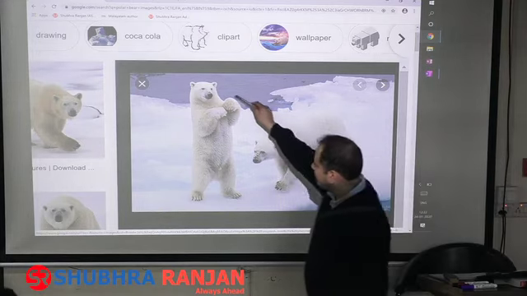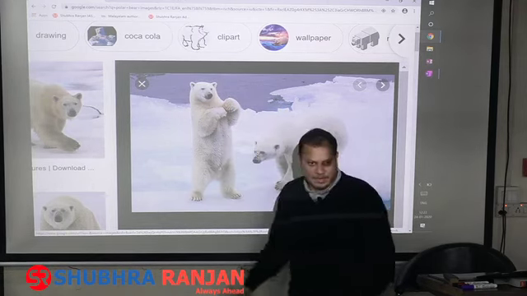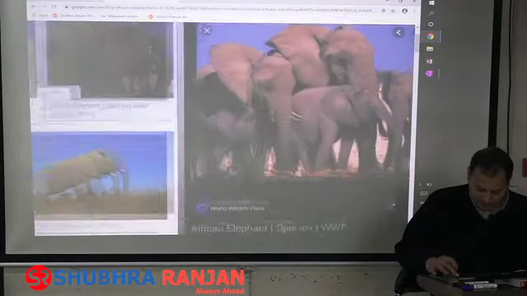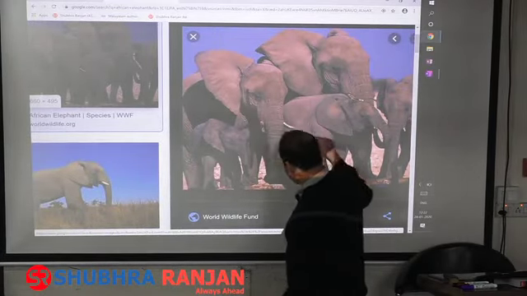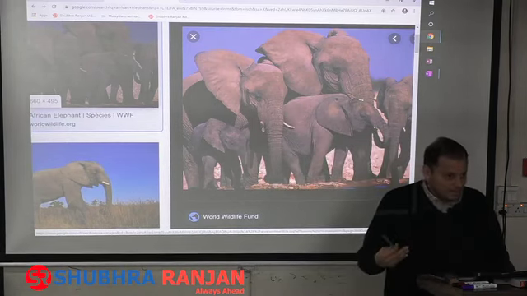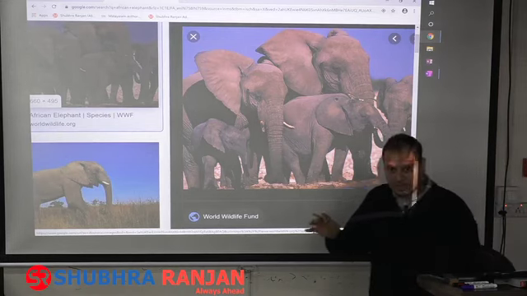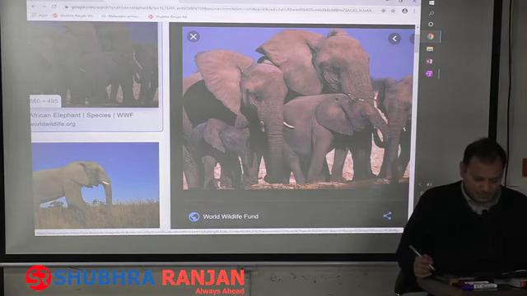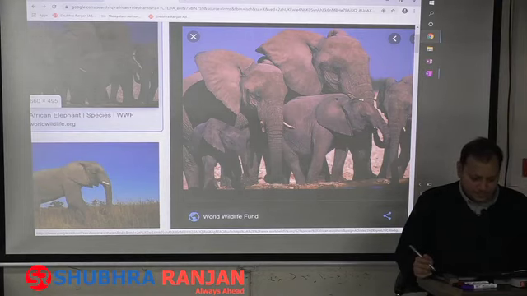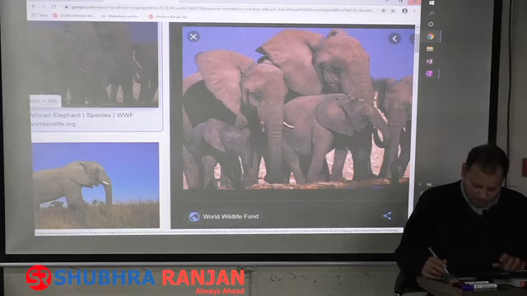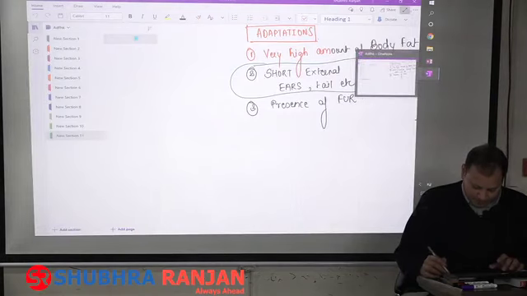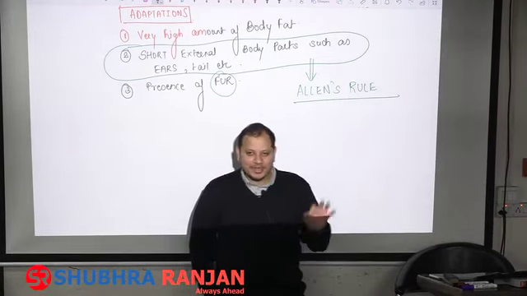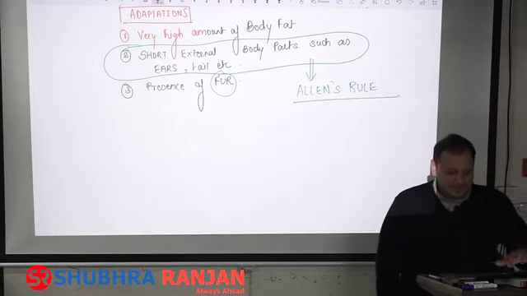Fine. So polar bear, penguin, etc. have shorter tails and limbs to keep themselves warm. This is the adaptation. So Allen's rule talks about the adaptations in animals as per the climate and their body parts. And why the presence of fur? Because wool is a bad conductor of heat.